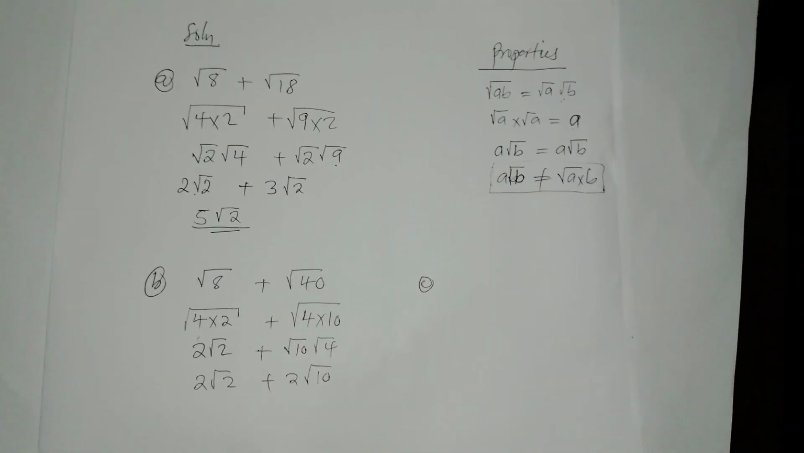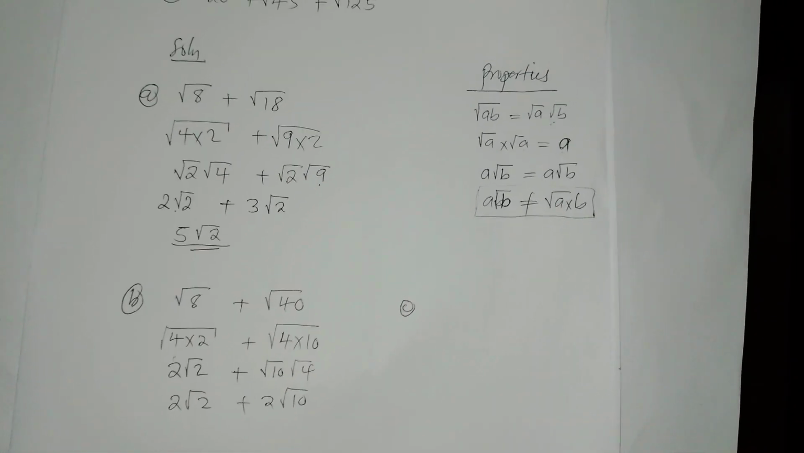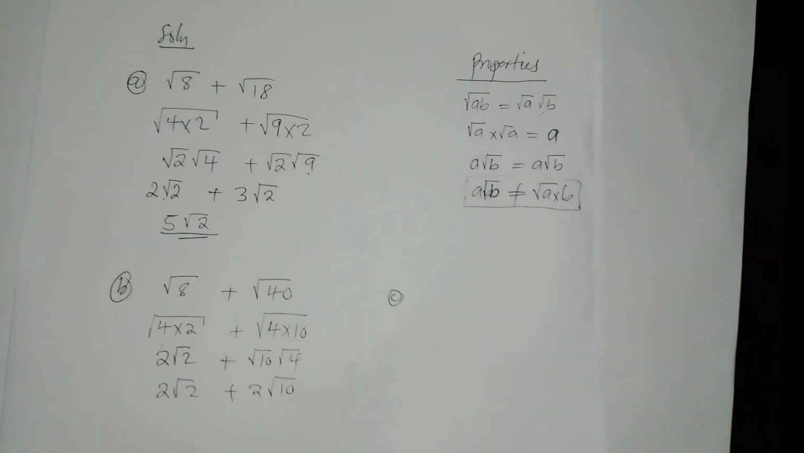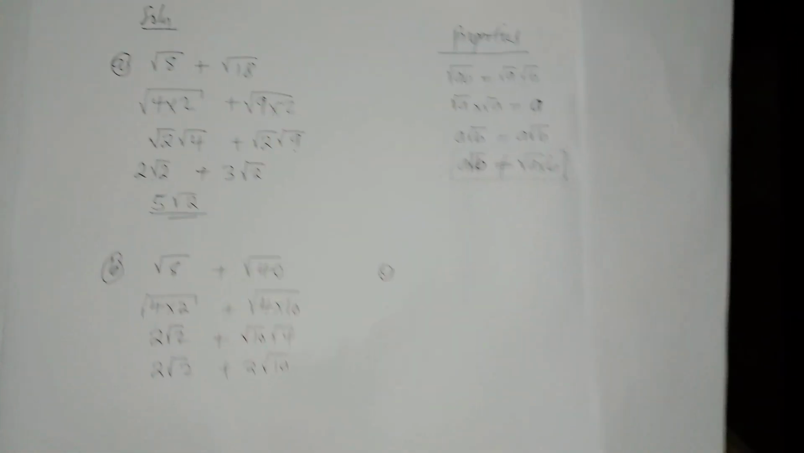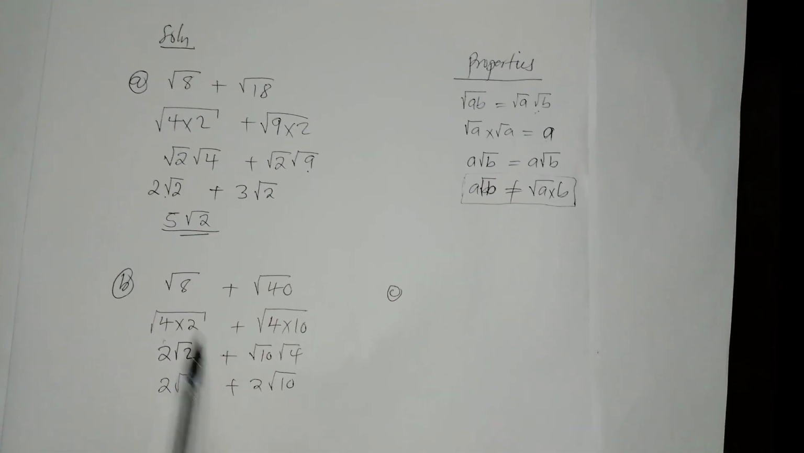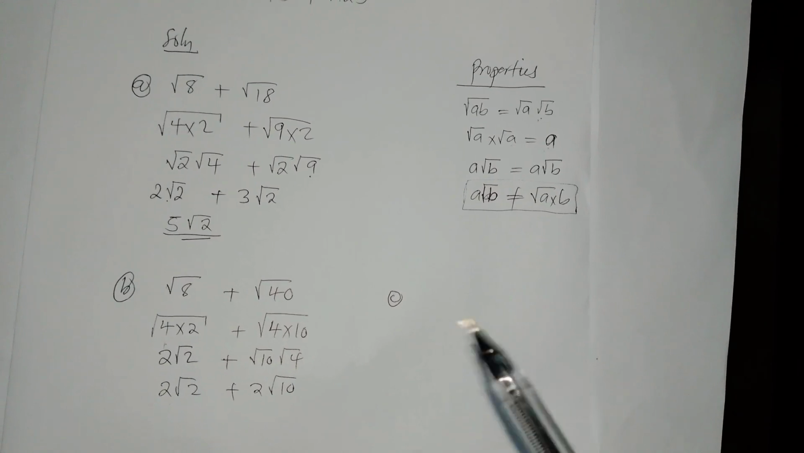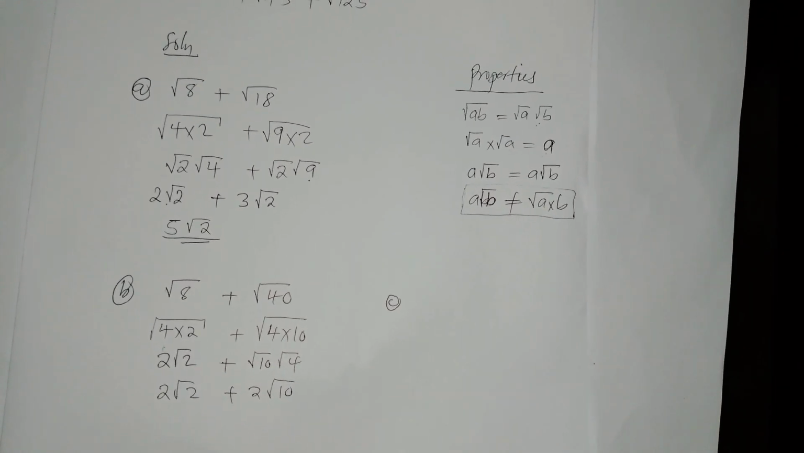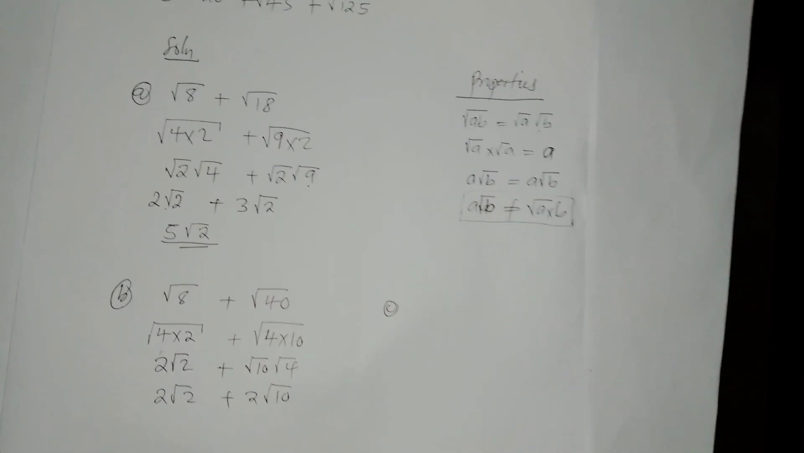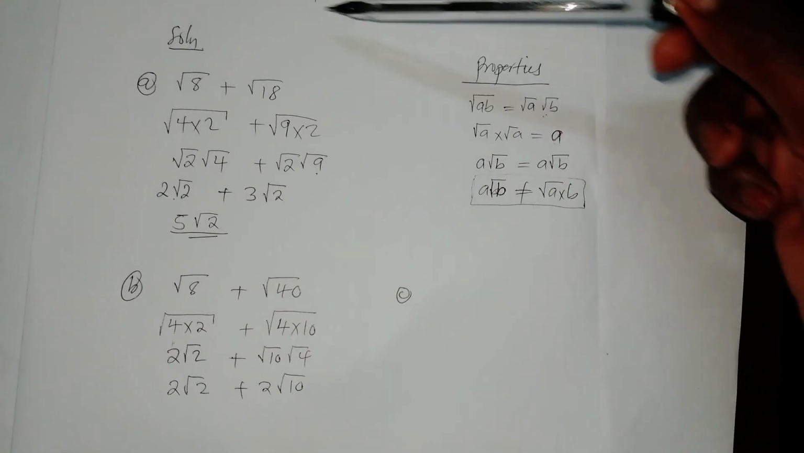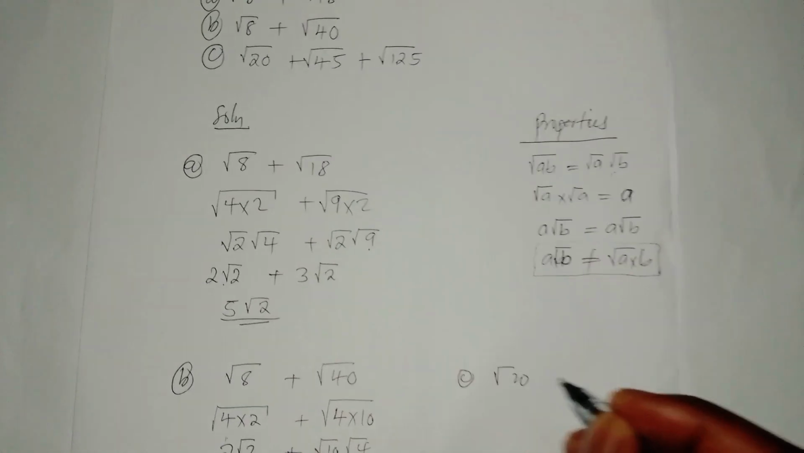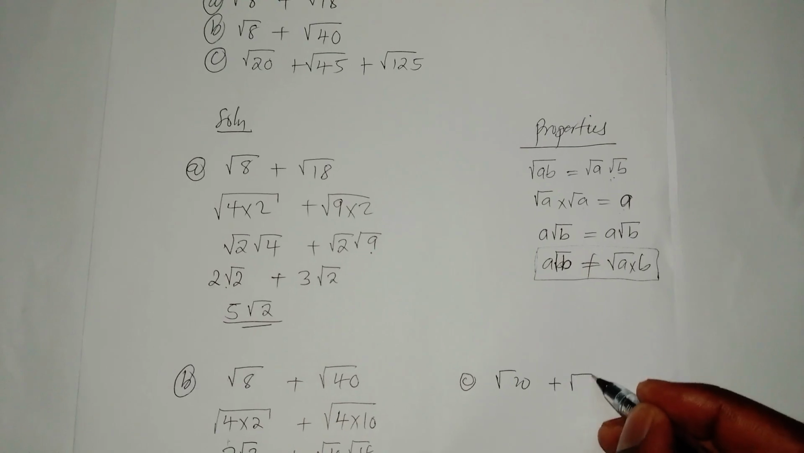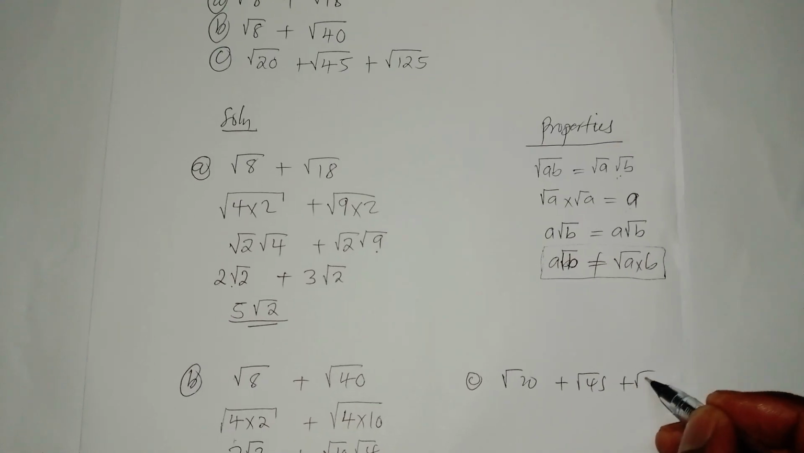Let's quickly go to part C. I'm going to be quick about it because I've demonstrated how to find most of these, and I've broken the question into smaller parts. From this property we have a general idea of how to go about part C. Part C is root of 20 plus root of 45 plus root of 125.